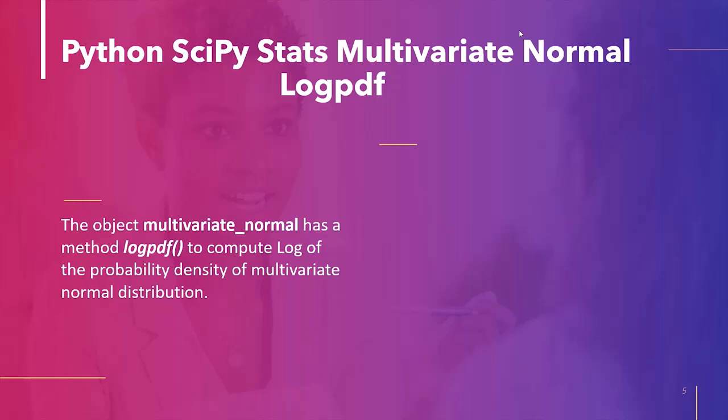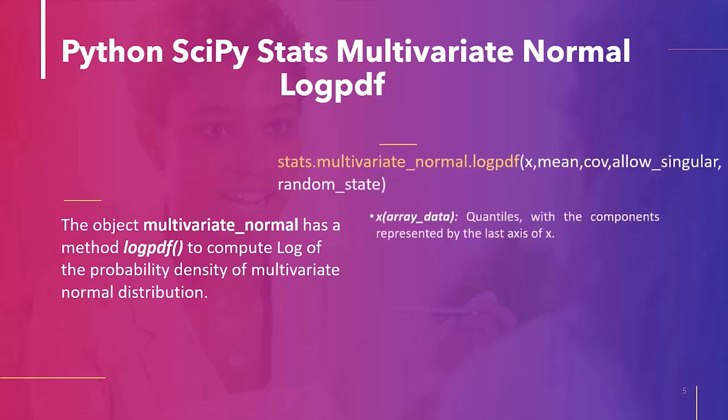The log density function is also known as the log probability density function, where PDF is the standard abbreviation for probability density function. The method logpdf of the object multivariate_normal computes the log of the probability density of the multivariate normal distribution. The syntax of the method is as follows, where the parameters are x, which represents the quantiles with the last axis of x denoting the components.